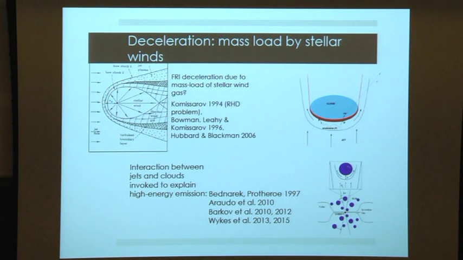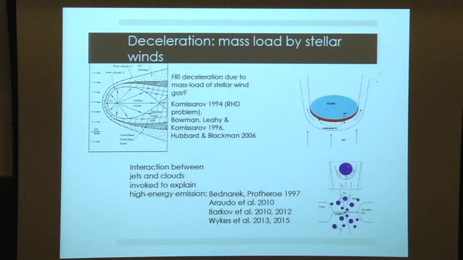In addition, this has been claimed to be a possible source of high energy radiation. Yesterday I mentioned the work by Barkov et al., but the original paper was by Bednarek and Protheroe. They claimed that you could produce gamma rays from star-jet interactions, and there has been a number of papers ending in those that Sarka will present later.